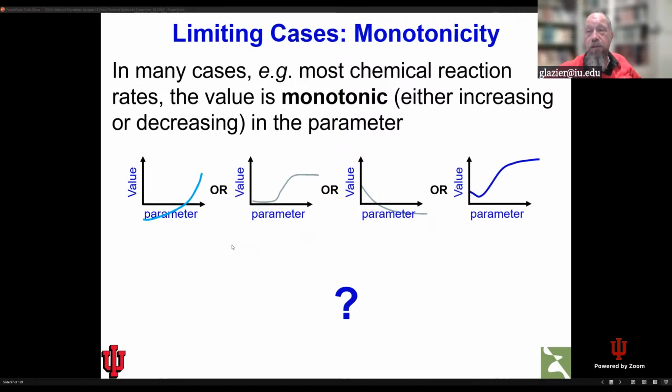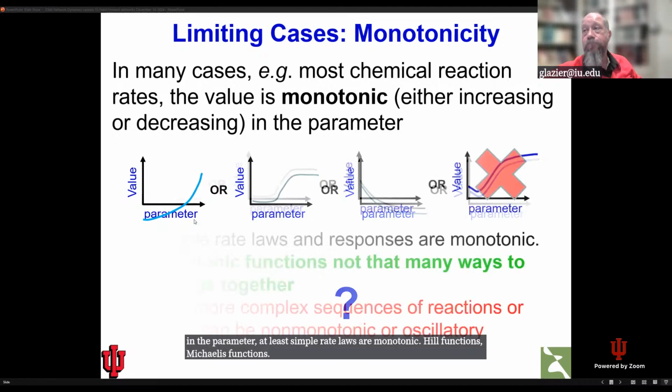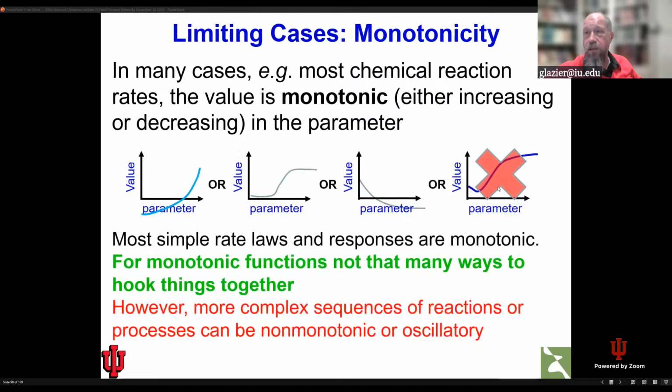If we're talking about something like the rate of a chemical reaction as a function of a parameter, typically the rate law is monotonic in the parameter. At least simple rate laws are monotonic. Hill functions, Michaelis functions are monotonic. And so that would rule out a dependency that looks like that. If you're trying to write a rate law, and things have to stay well behaved and monotonic, there are not that many ways you can do it.